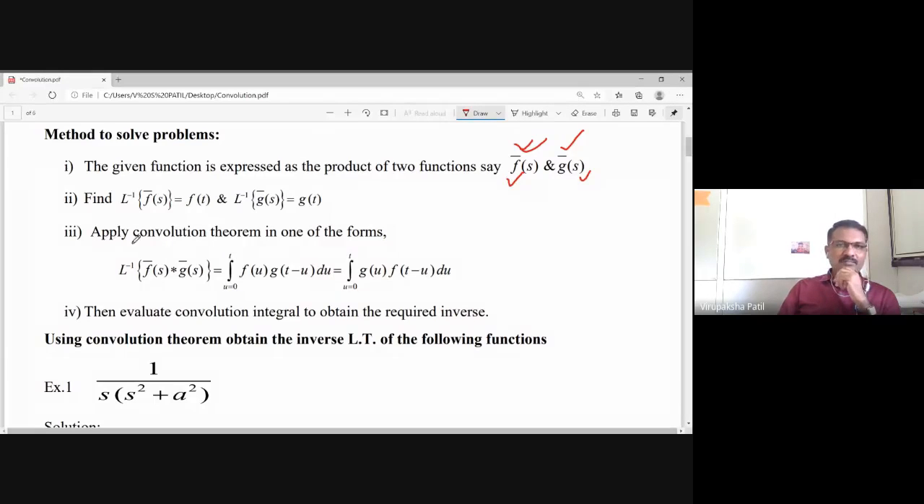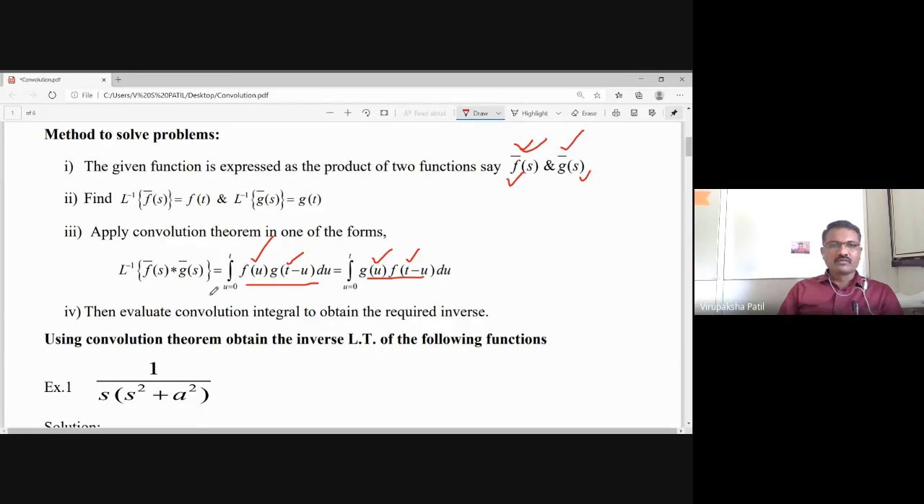Now the third stage: you have to apply the convolution theorem in one of the forms I have written here. In one of the forms means either you can take this form or that form. That is, either you can use f of u first or g of u first, or you can use g of t minus u or f of t minus u.